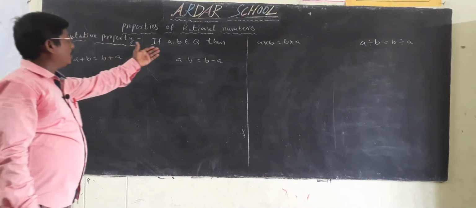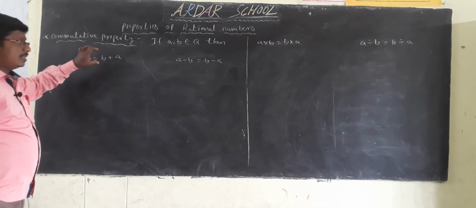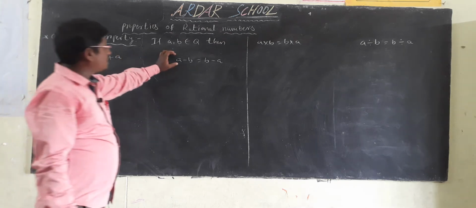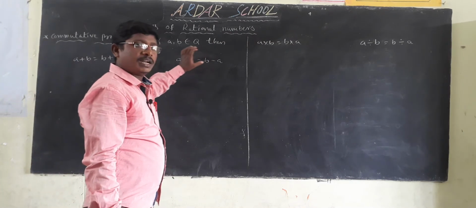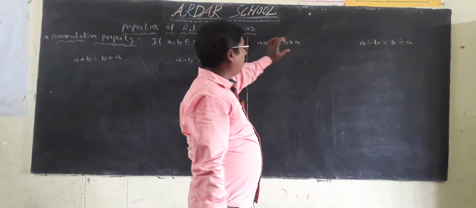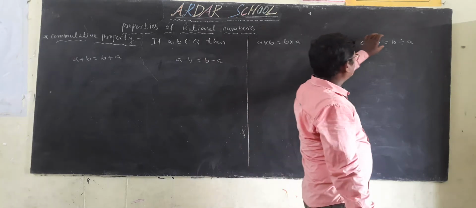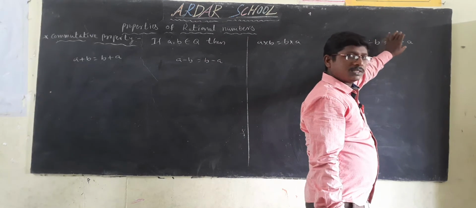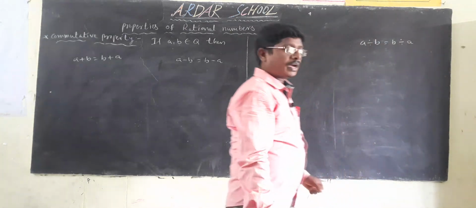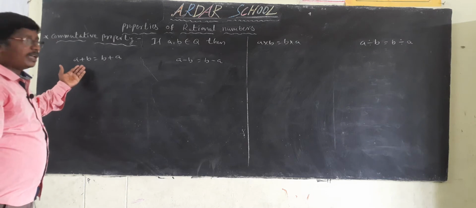So if A, B belong to Q, then A plus B is equal to B plus A. This is commutative property under addition. A minus B is equal to B minus A, this is under subtraction. A into B is equal to B into A, commutative property under multiplication. A divided by B is equal to B divided by A, this is commutative property under division. Okay, now I will discuss commutative property under addition.